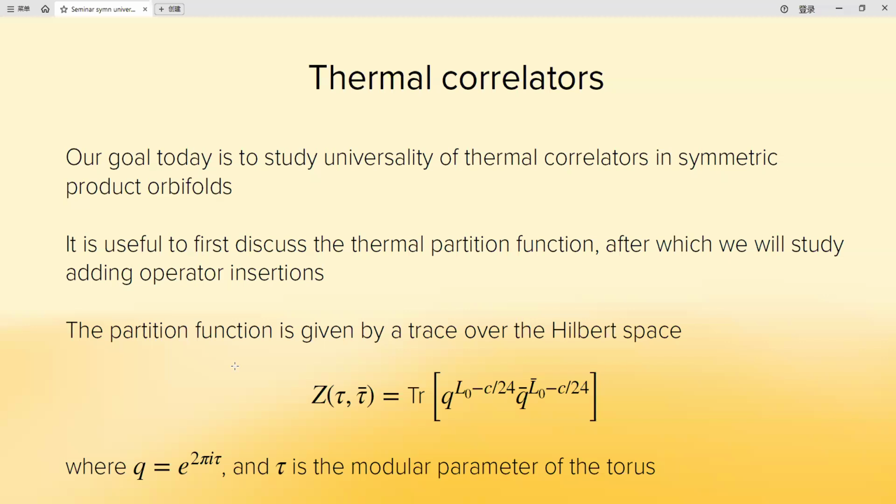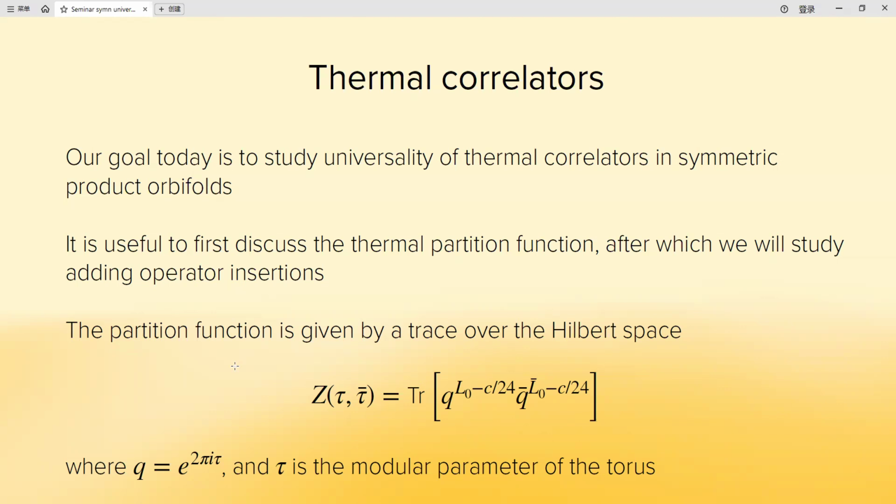Very good. So with that, let's get to the meat of the talk and study thermal correlators in symmetric product orbifolds. It will be useful to first look at the thermal partition function, after which we will study how to add operator insertions.